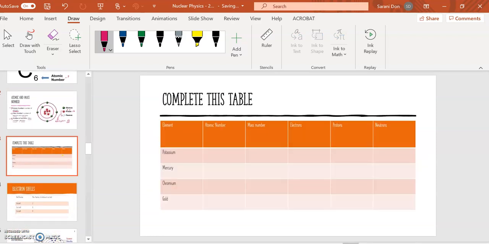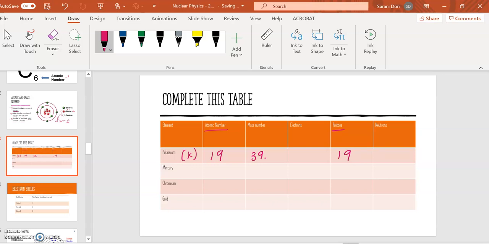Hopefully you guys remember this table. If we look at potassium, potassium has the symbol K. Its atomic number is 19. The mass number is 39.1, but I'm just going to round it to the closest whole number, so I'm going to leave it as 39. We know that the atomic number is the same as the number of protons, so I'm going to write 19 straight away.